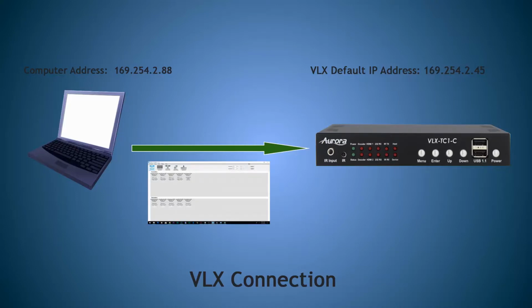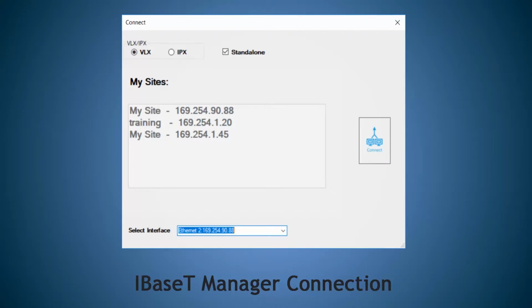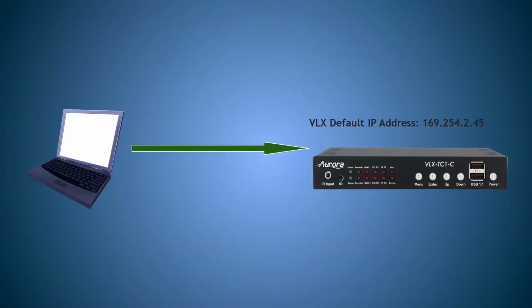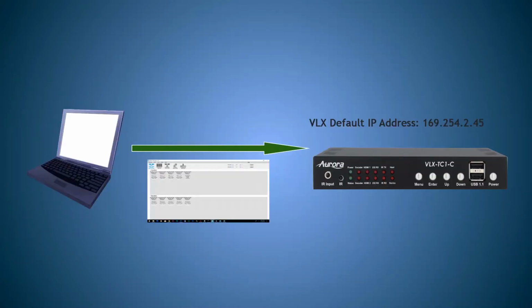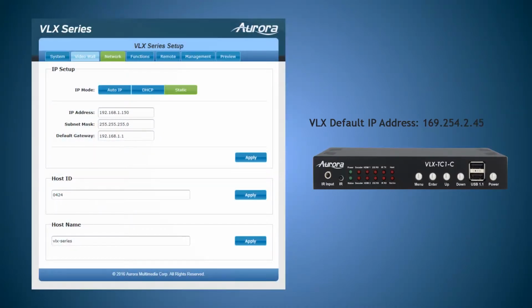To connect to the VLX, we'll use the IPBaseT Manager tool. Once we've chosen connection from the IPBaseT Manager menu, a dialog box will appear. Here, we need to ensure that VLX is indicated, standalone is checked, and we choose the IP address we wish to connect through from the bottom pull-down menu. Then select Connect. Once connected, the IPBaseT Manager will populate with the devices on the network. And from here, we can set up configurations, especially the web-based configuration pages that reside on the VLX unit itself.